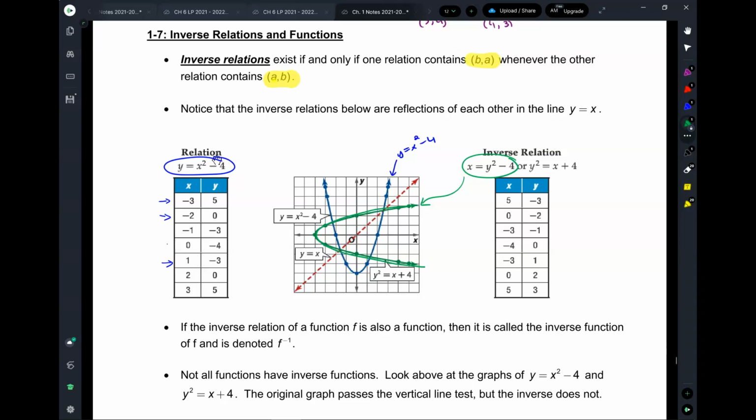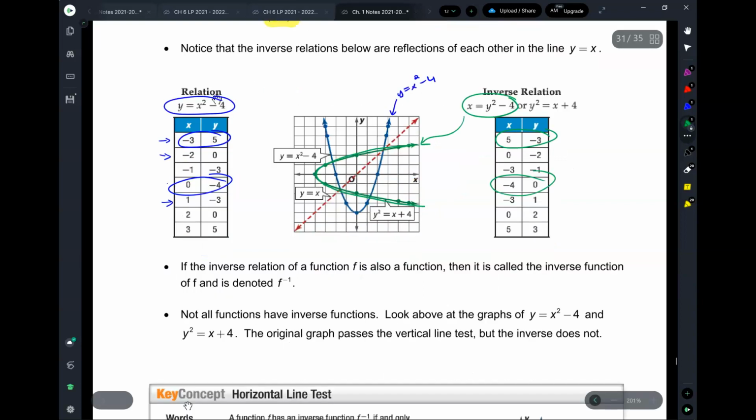And so let's compare the coordinates. Where we had negative 3 comma 5 here, on this one I have the reverse, 5 comma negative 3, right? So if I take another one, 0 comma negative 4, it's swapped, negative 4 comma 0, right? And you can do that for every single one of the coordinates, all right? So that's as far as coordinates is concerned.